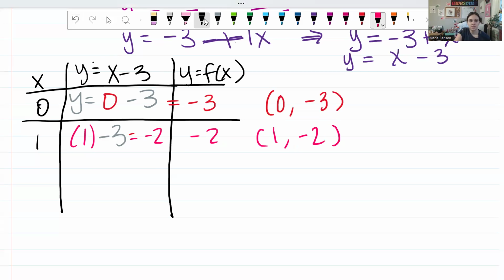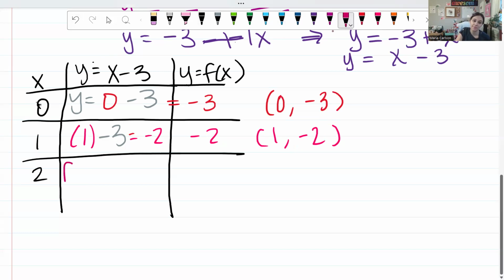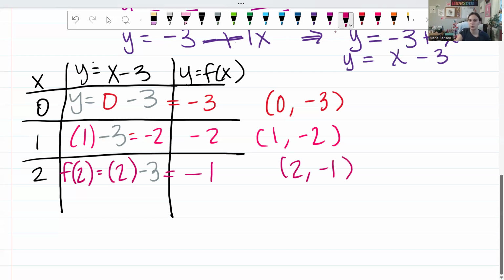Okay, now let's see what happens when x is 2. I also want to remind you, if I'm letting x equal 2, this is really the same thing as finding f of 2, which equals whatever we get when x is 2. So I will subtract 2 minus 3, and 2 minus 3 gives us -1. So the point (2, -1) is a point on our line.